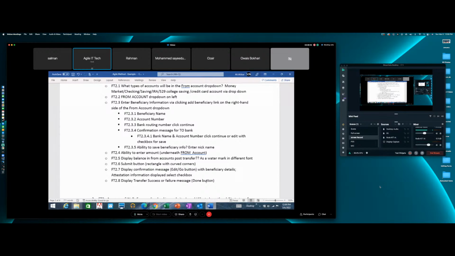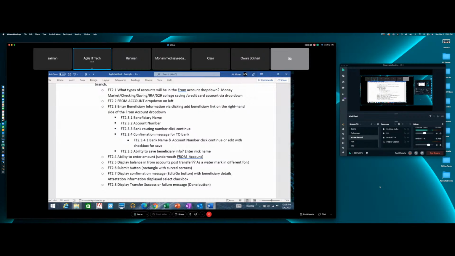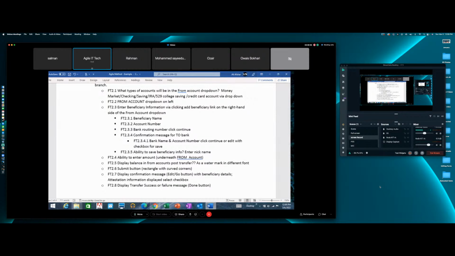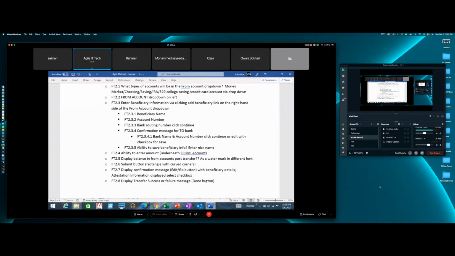So now comes the fun part. Now you need to read the entire acceptance criteria or the storyboarding for this one. So let's go at it. FT 2.1: What types of accounts will be in the from account dropdown? Money market, checking, savings, IRA, 529 college savings, credit card account via dropdown.